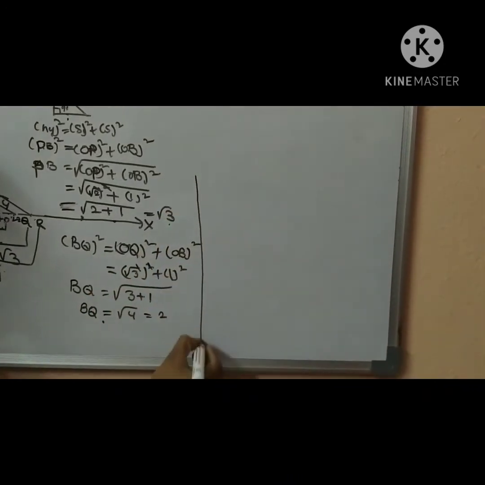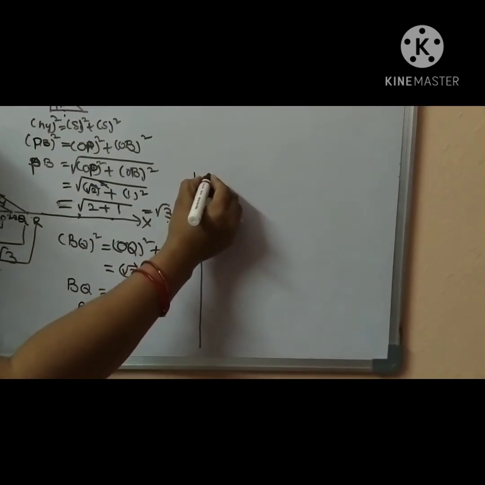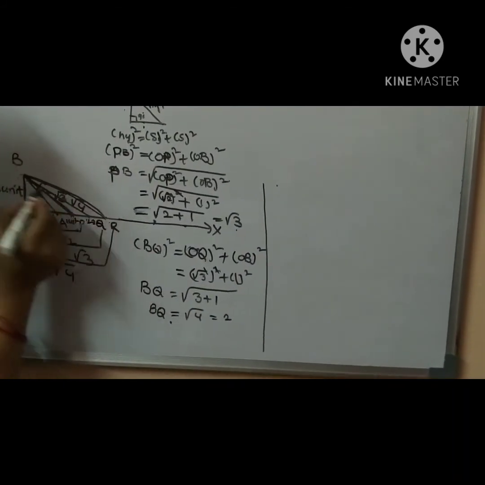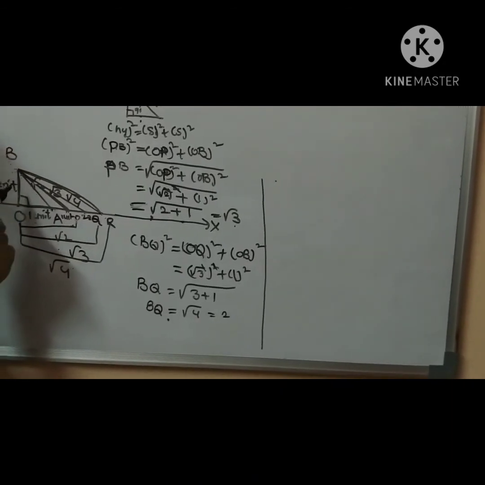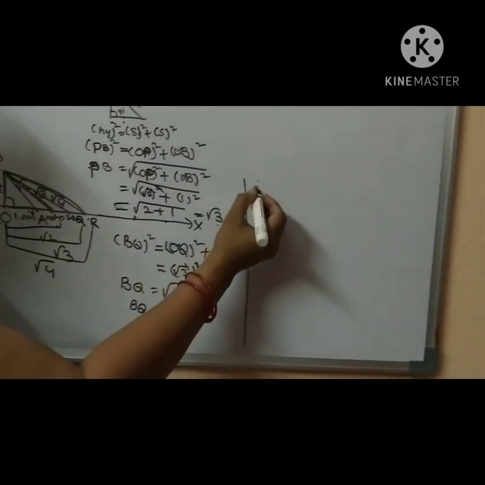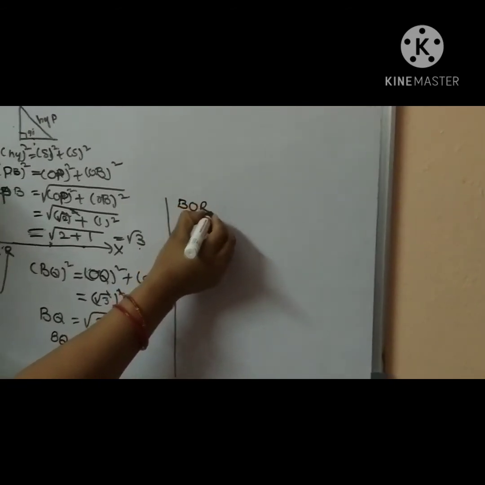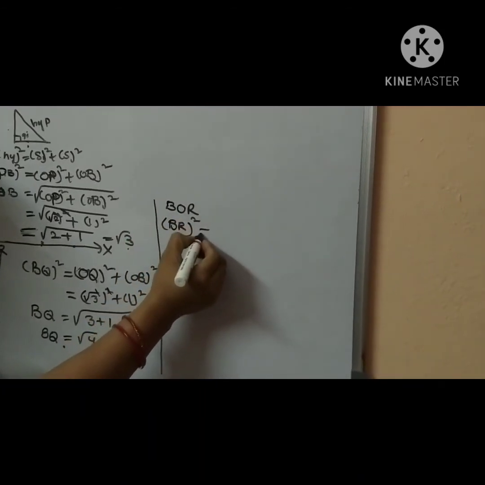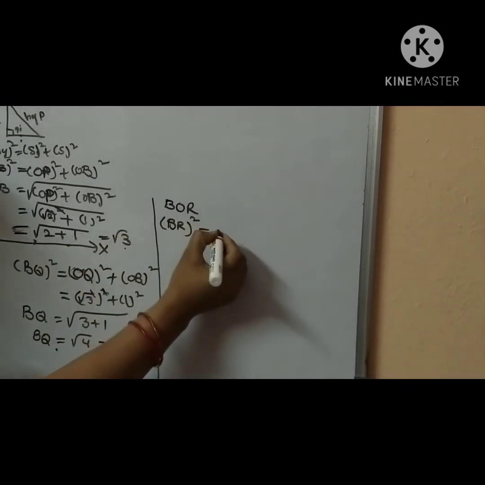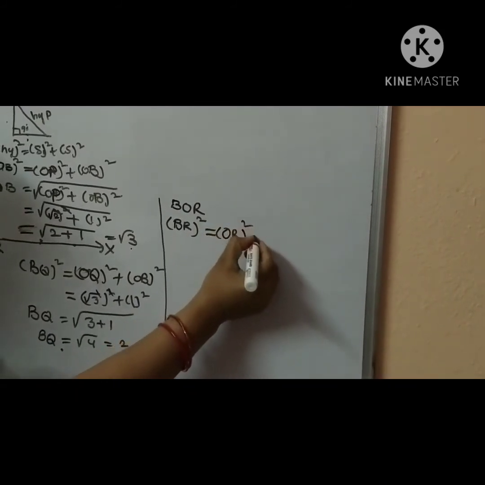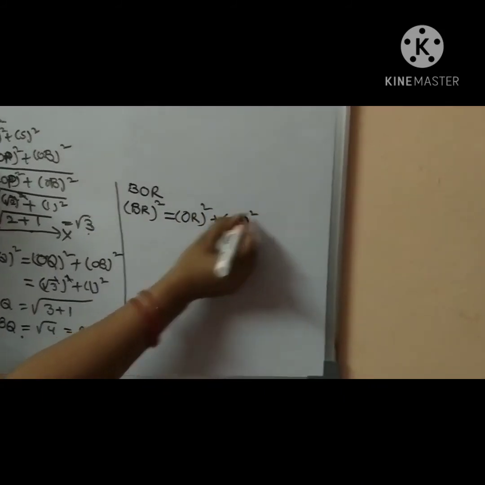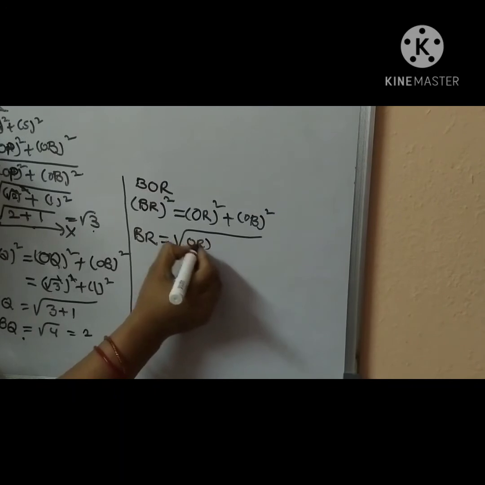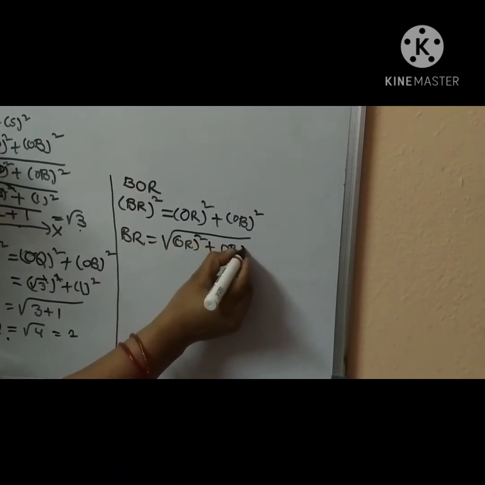Again apply the Pythagoras theorem. So here, in this, it is a right angle triangle BOR. What is the hypotenuse here? BR whole square equal to the side OB square plus OR square. So here BR equal to square root of OR whole square plus OB whole square.